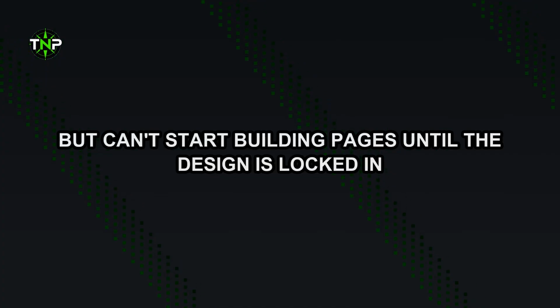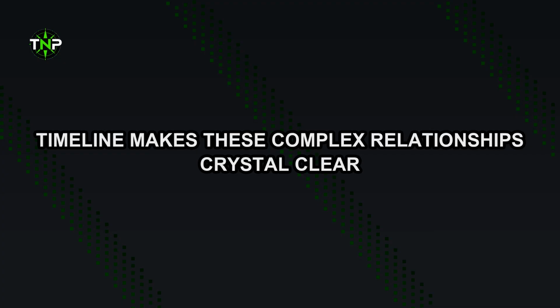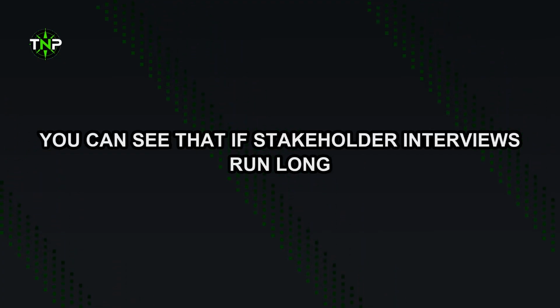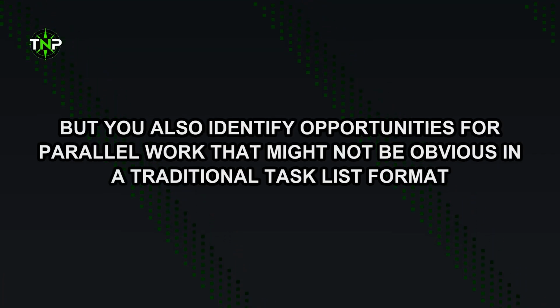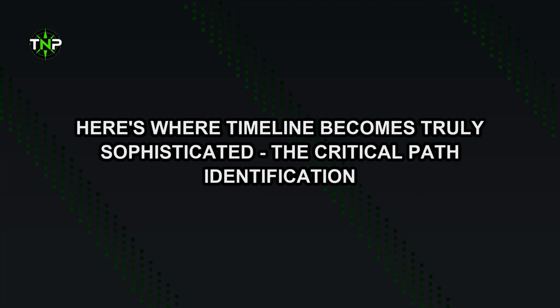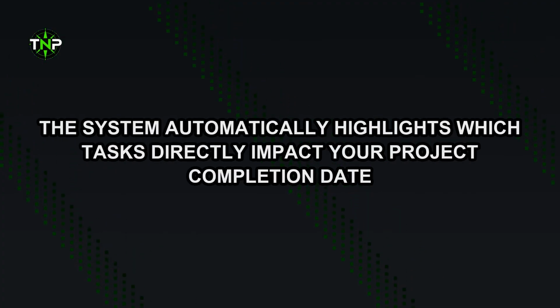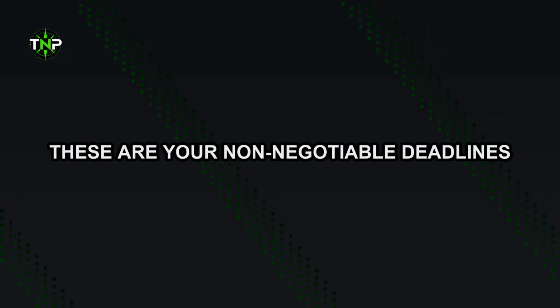Here's where Timeline becomes truly sophisticated: the critical path identification. The system automatically highlights which tasks directly impact your project completion date. These are your non-negotiable deadlines. If any critical path task gets delayed, your entire project timeline shifts. Understanding this helps you prioritize resources and attention where they matter most.